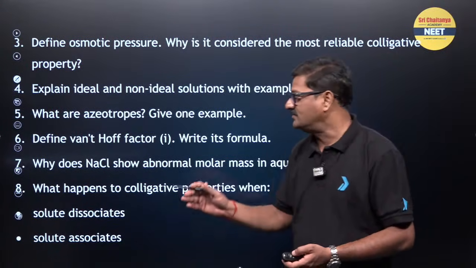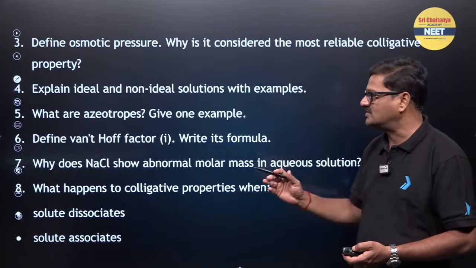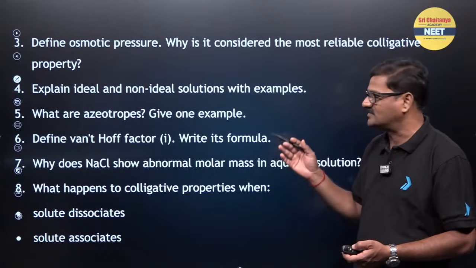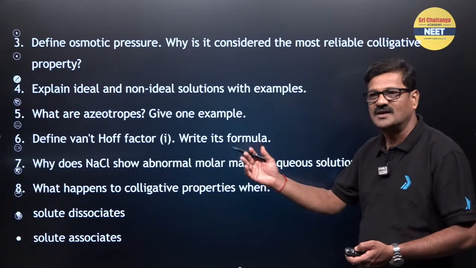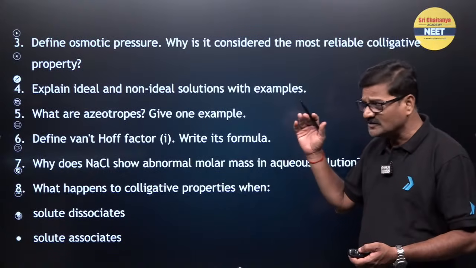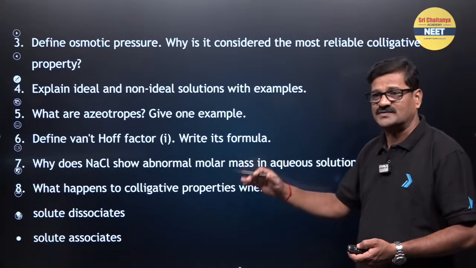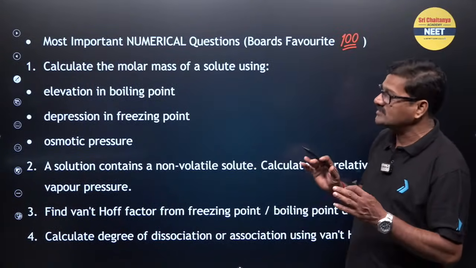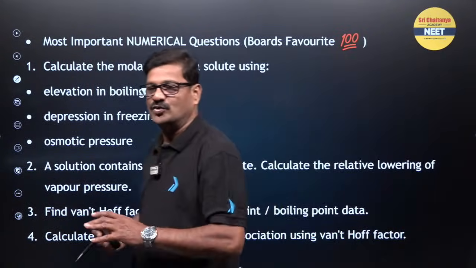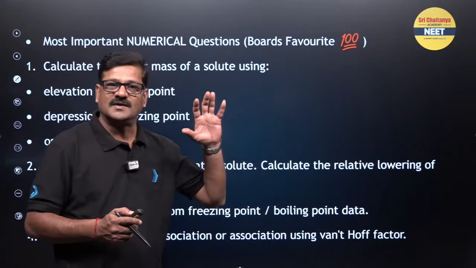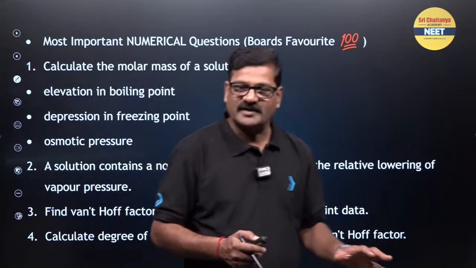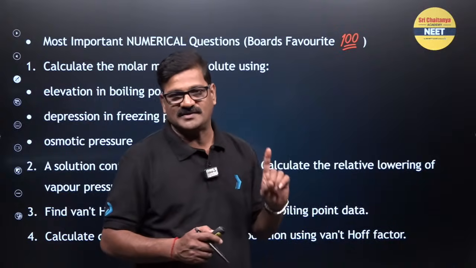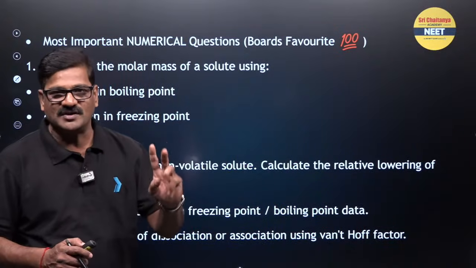And you can see various things: what are azeotropic mixtures, and define the Van't Hoff factor for association and dissociation. So what happens to colligative properties when it is associated or dissociated, everything is important. And also you focus on the numericals. So numericals will come from the chemistry part 1 textbook: solutions and colligative properties, electrochemistry and chemical kinetics.